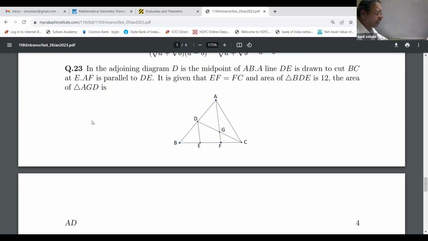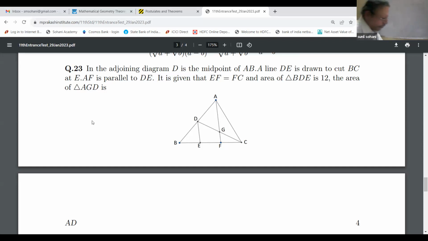In the given diagram, D is the midpoint of AB. A line DE is drawn to cut BC at E. AF is parallel to DE. It is given that AF equal to FC. Area of BDE is 12. Then find the area of AGD.